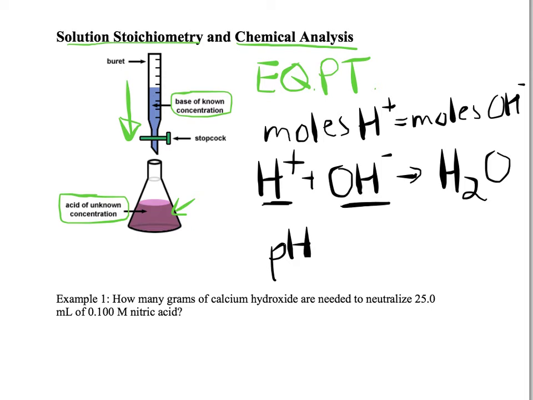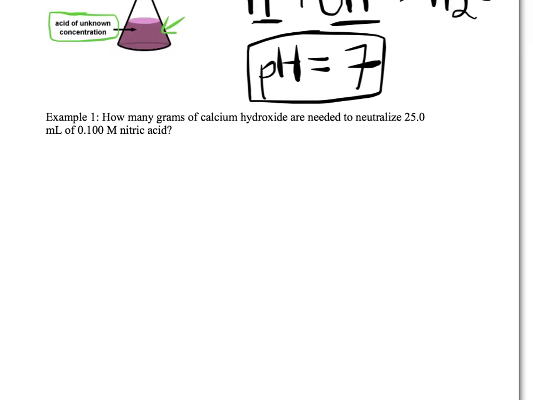So if you're ever mixing a strong acid with a strong base and you reach the equivalence point, you know that the pH equals 7. Now, we'll get to what happens if you don't have a strong acid and a strong base, but for now, we just need to use that concept. So, let's go to a problem.